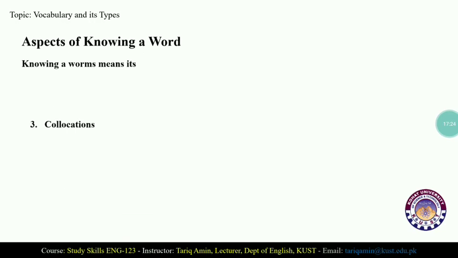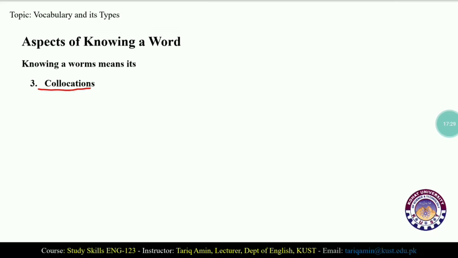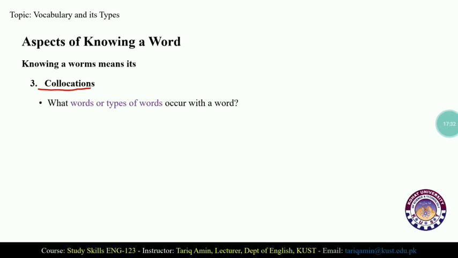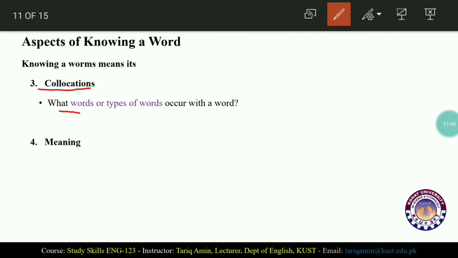The third aspect is collocation. Now what is collocation? Collocation refers to words or types of words that occur with a word. You should know what words or types of words occur with a word. There are some words that can't be used with each and every word. All words have got some collocations. There are some words that are frequently used with one another.